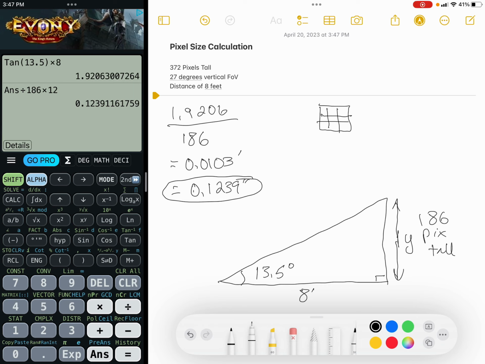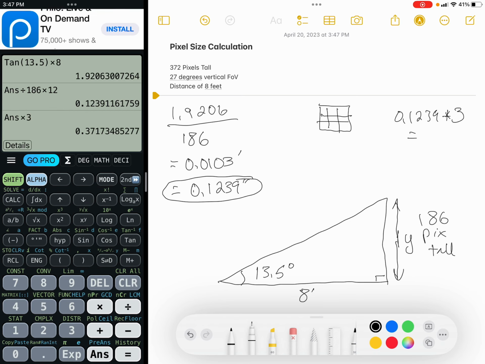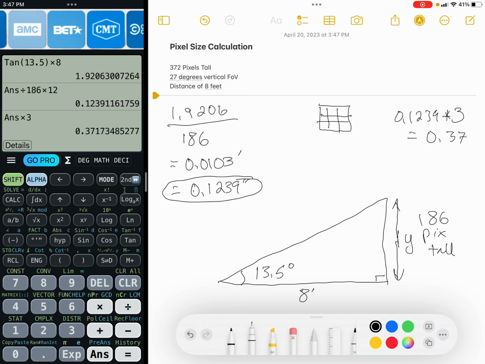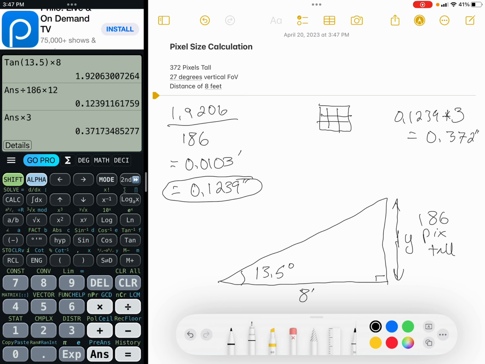So 0.1239 times 3 gives us 0.372 inches. So the smallest flaw we would reasonably be able to find would be 0.372 inches square, vertical and horizontal.